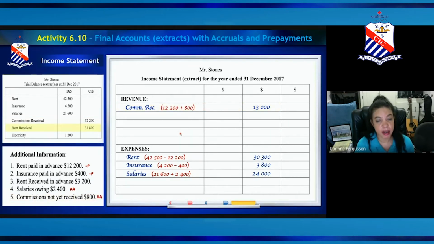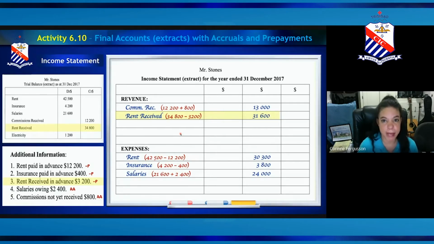You move on again. Rent received. Look in your notes, anything for rent received. There you go. You find something related to rent received. In advance means it's a prepayment. What do you do? Rent received in advance, you less the prepayment. Since it's a revenue, you go under there, under revenue, put rent received, put your working, the amount in the trial balance, less the prepayment, and the answer goes in the middle column.